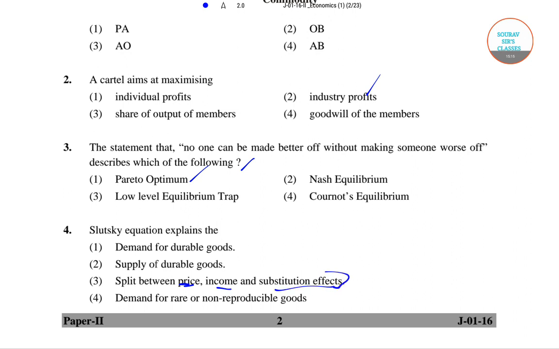Thank you for watching this video. We solved this paper. So in the subsequent video, we'll go to other years of UGC NET. We'll be solving microeconomics topics only.